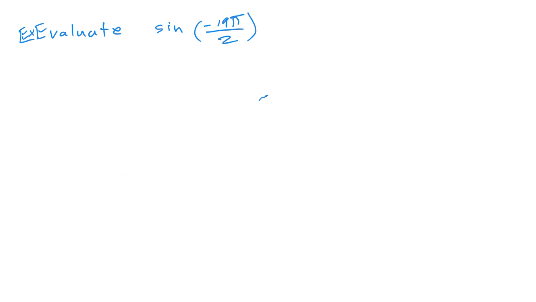Okay, so let's go and evaluate sine of -19 pi over 2. To calculate that, you're going to get something like this: sine of negative 18 pi minus 3 pi over 2.